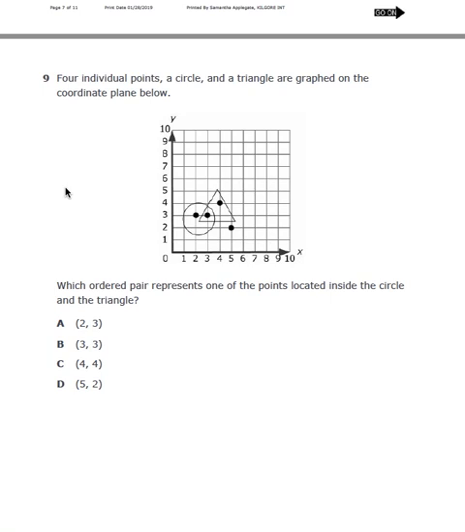Question 9. 4 individual points, a circle, and a triangle are graphed on the coordinate plane below. Which ordered pair represents one of the points located inside the circle and the triangle? A. 2, 3. B. 3, 3. C. 4, 4. D. 5, 2.